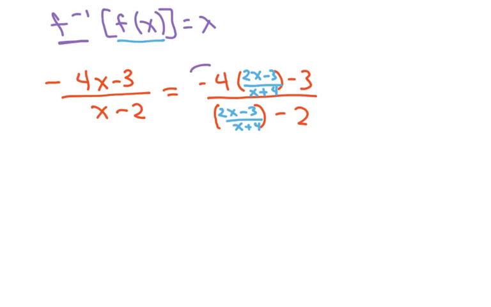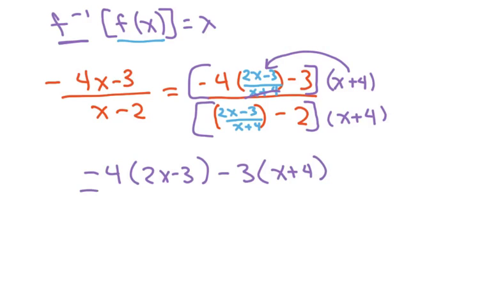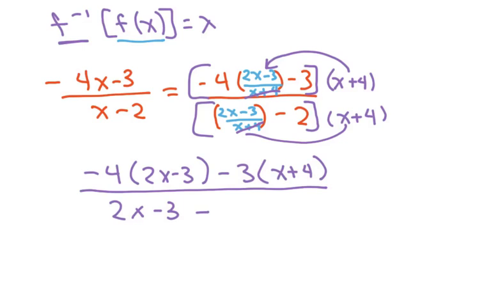Now to clear the fractions here, I'm going to multiply my numerator and denominator by x plus 4. And again, what will happen here, when you distribute here, that cancels. So you get negative 4 times 2x minus 3. And this will be minus 3 times x plus 4. And in the denominator, you're going to get 2x minus 3, because that will cancel, and then you get minus 2 times x plus 4.